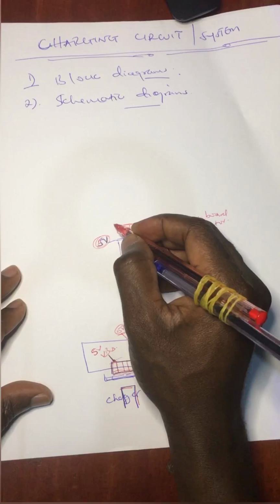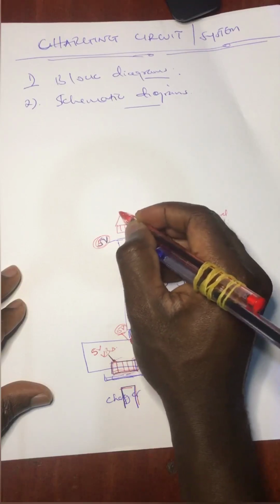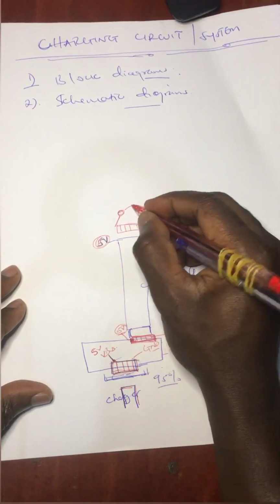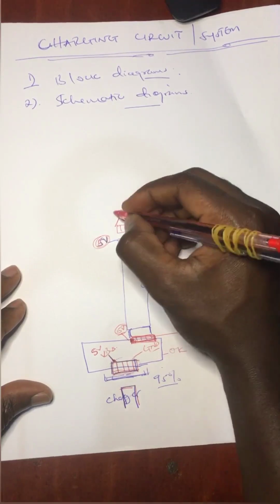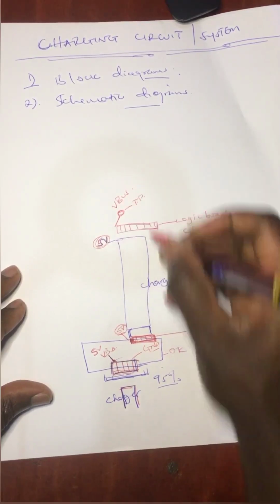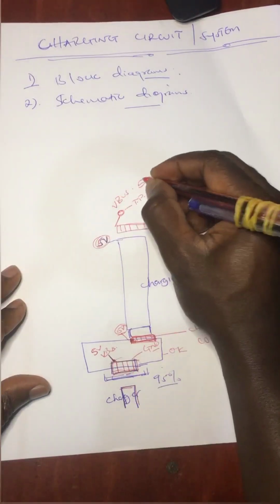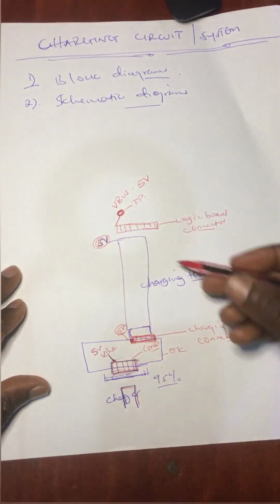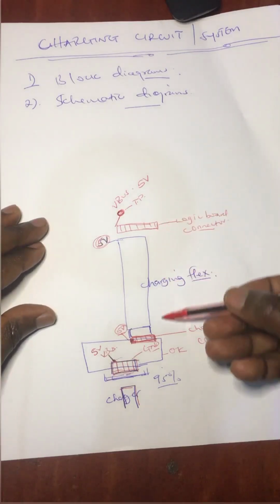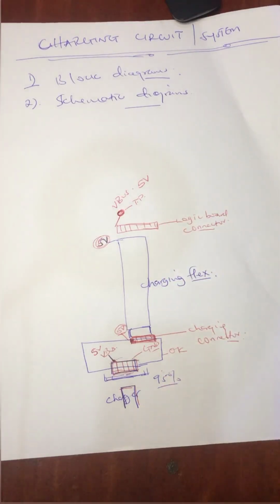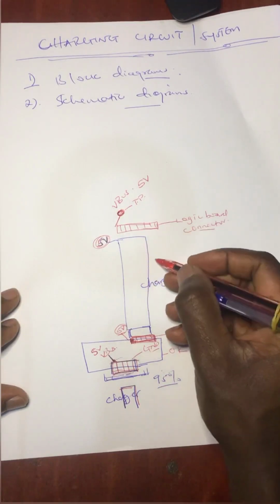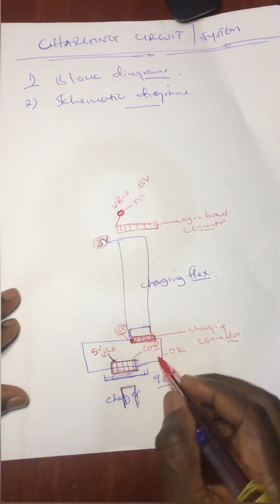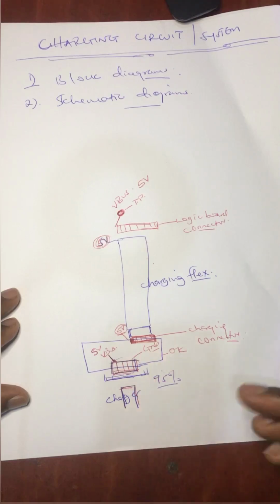So the moment you test 5 volts on the logic board on this test point, this is TP called VBus. So the moment you have 5 volts on the VBus test point, it means your entire system downwards is okay. So that means your charging flex is okay together with the underboard and your charger.